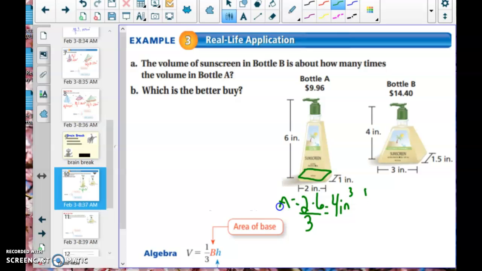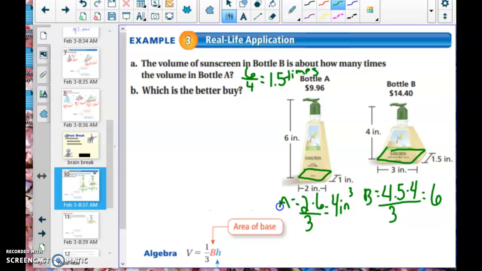Alright, the second one, B, again has a rectangle for a base, so 3 times 1.5 is 4.5 times the height of 4, but then divided by 3 because it is a pyramid, and that gives me a volume of 6. So the volume of sunscreen in bottle B is about how many times the volume in bottle A? Well, it would be 6 divided by 4, which means it is about 1.5 times the size.